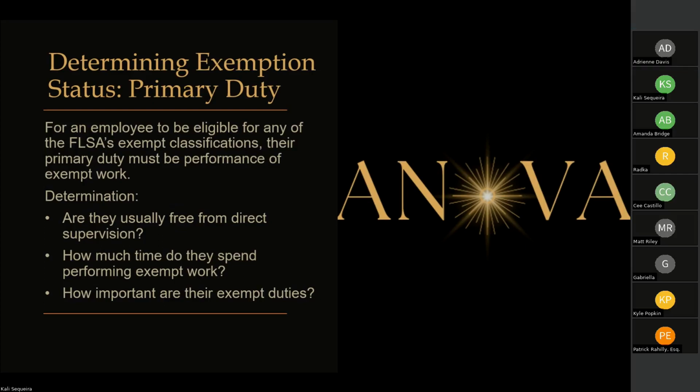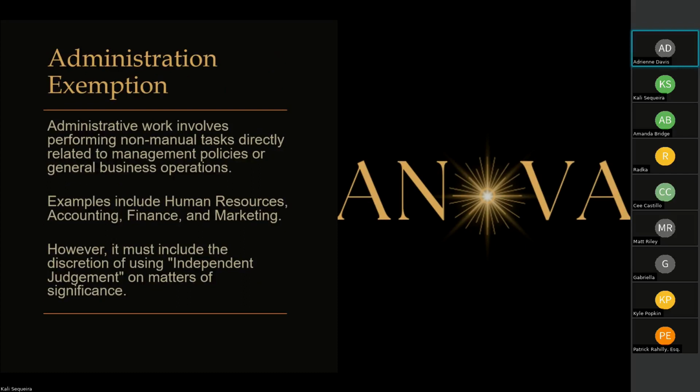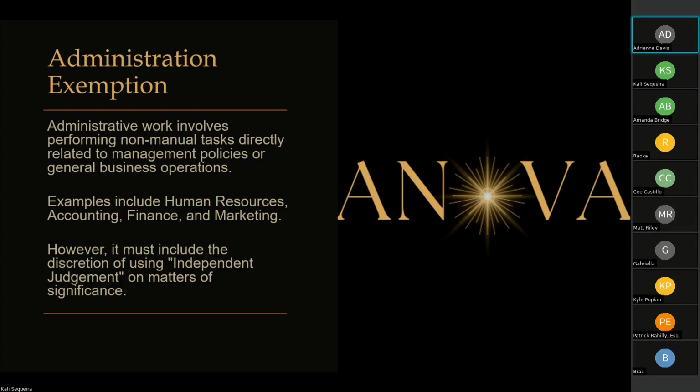Next, we're going to cover common exempt classifications. Let's start with the administrative exemption. To qualify for the administrative exemption, in addition to meeting the general requirements for exemption, an employee's primary duty must involve performing office or non-manual work directly related to the management or the general business operations of the employer or the customer.